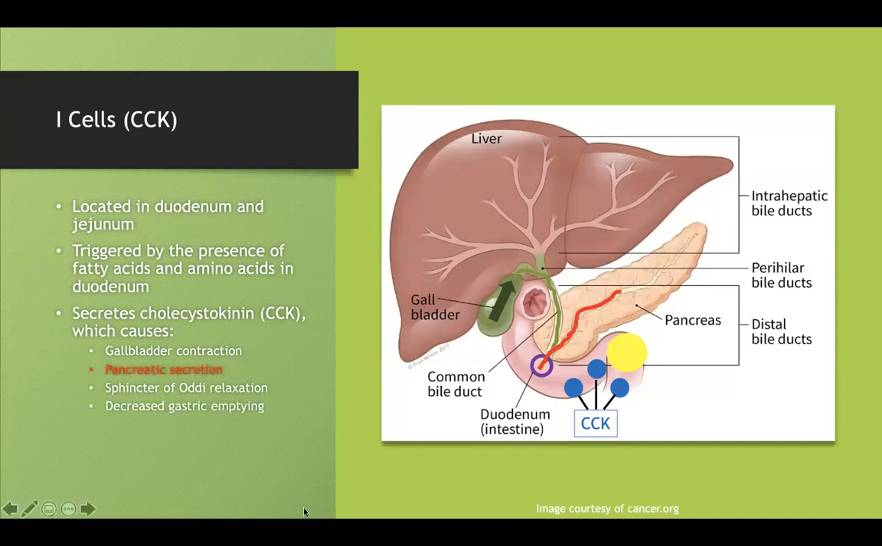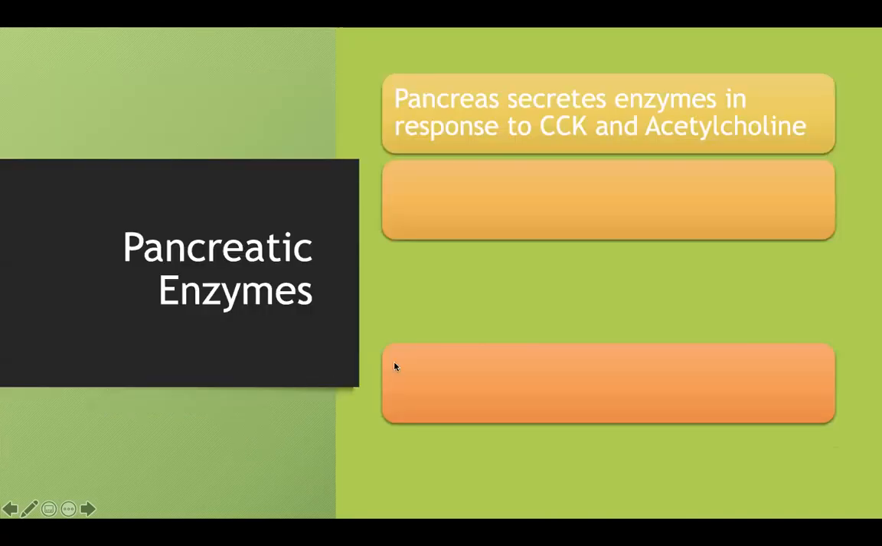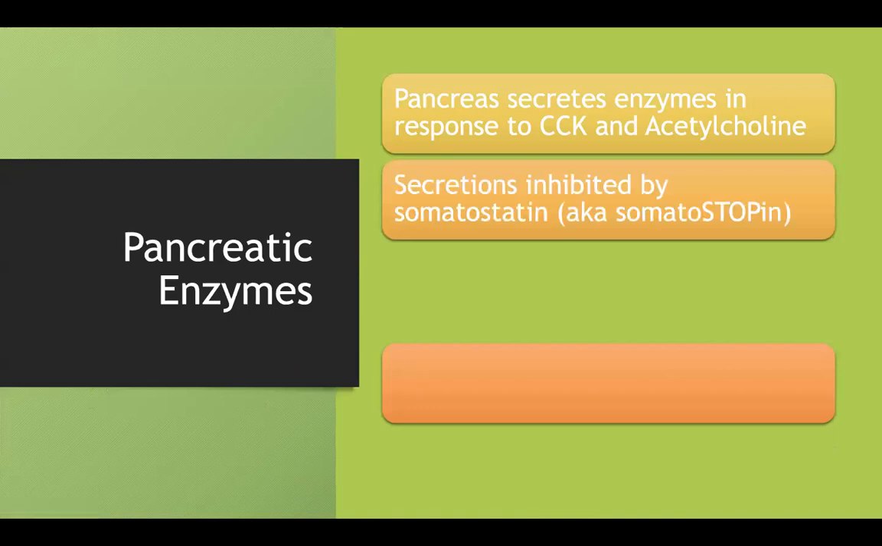Another thing it does is decrease gastric emptying, which is a little less important. What I really want to emphasize here is that CCK causes pancreatic secretion, which is kind of what we're seeing in that slide beforehand. All these secretions can be inhibited by somatostatin. That shouldn't be a surprise to you because somatostatin pretty much turns off any hormone or enzyme that you can think of. And so what kind of enzymes do we have in our pancreas, and what do they do?